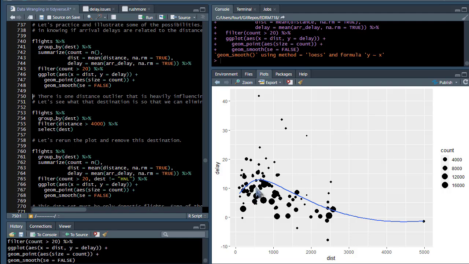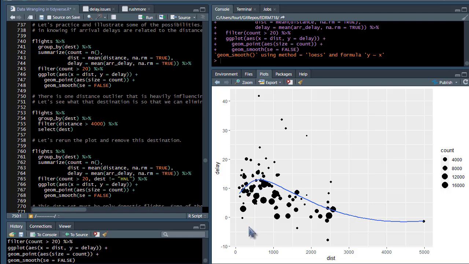Notice that once we get to just over 500 miles, it starts coming down, that the delay is less and less as the distance increases. But for the first little bit in here, we have a lot of our highest delays. What did we use? We took the mean of the delay, again, by destination, okay?